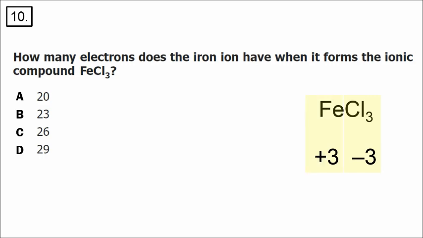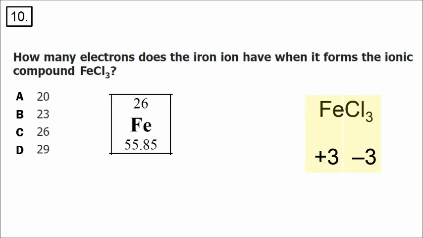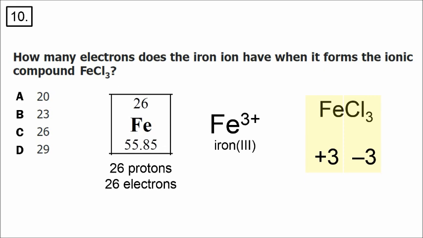iron should be +3. On the periodic table, we have 26 protons and 26 electrons for a neutral iron atom. But this is an ion with a +3 charge. So what happened is that we still have 26 protons, but we lost 3 electrons to form a +3 charge. So the iron ion in this compound has only 23 electrons. The correct answer is B.